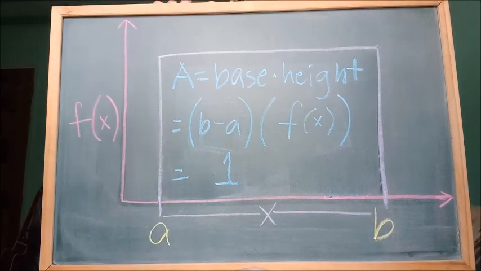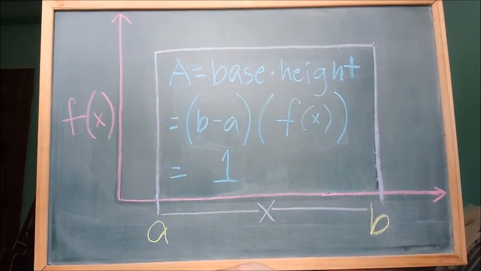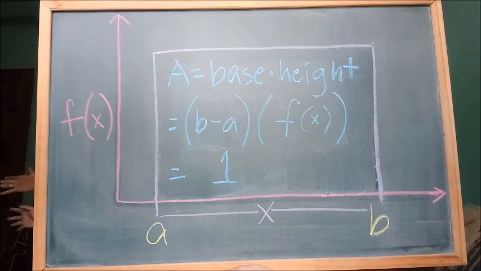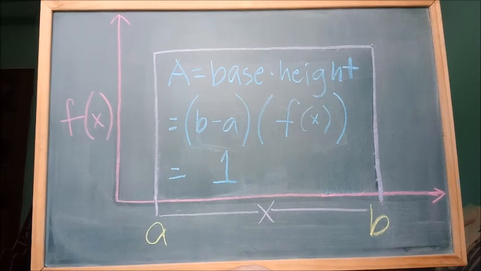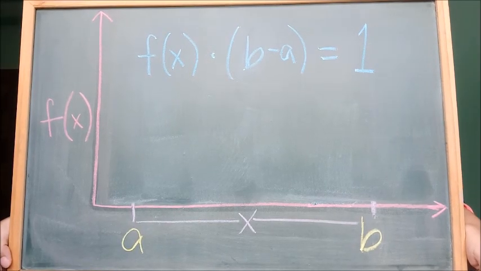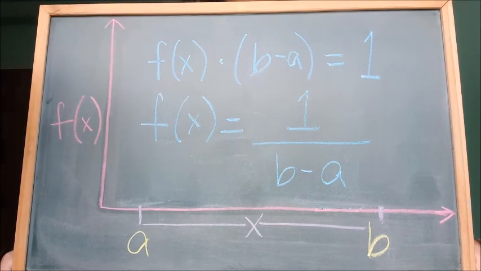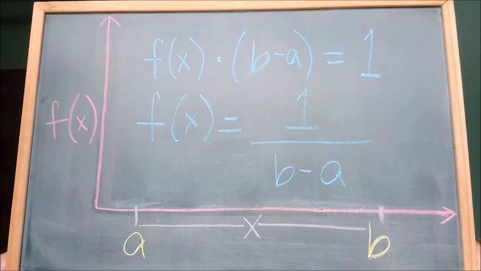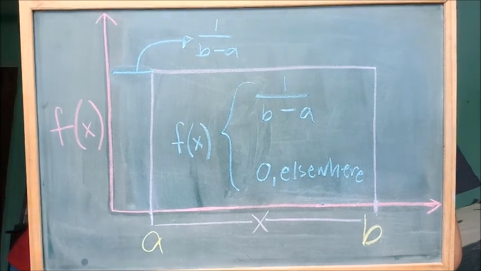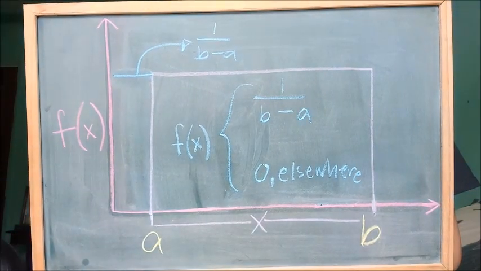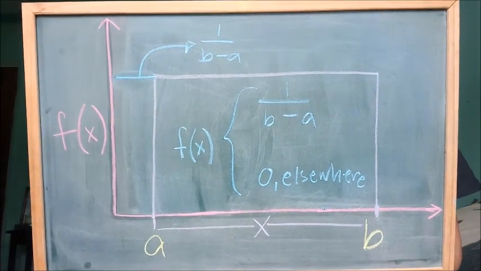But for the uniform distribution, this is only a rectangle. The area of the rectangle is equal to the base times the height. The base is b minus a, and the height is f of x, and this must be equal to 1. To find the value of f of x, divide both sides by b minus a, and the formula is f of x is equal to 1 over b minus a. So the height, or the value of f of x, is 1 over b minus a, and it drops to 0 outside the range or interval.